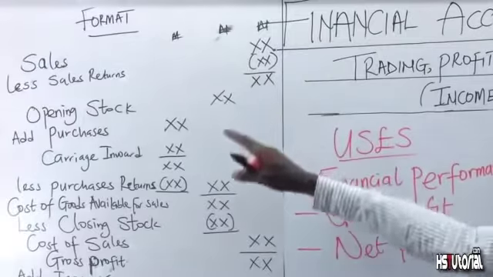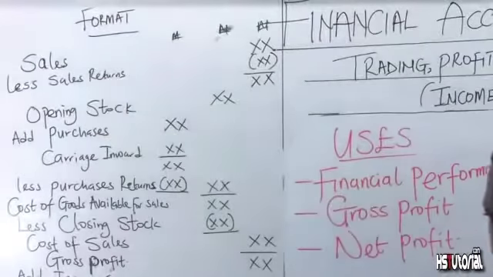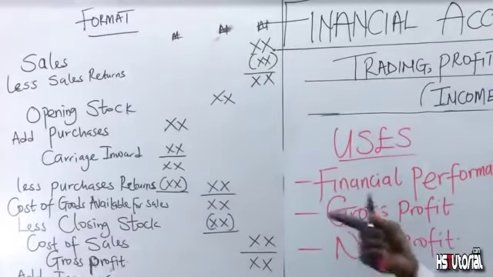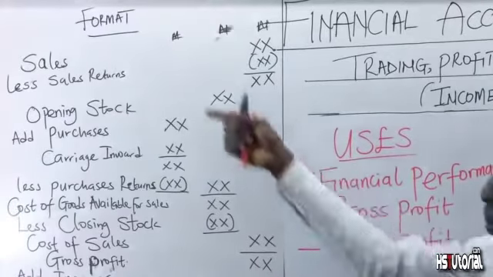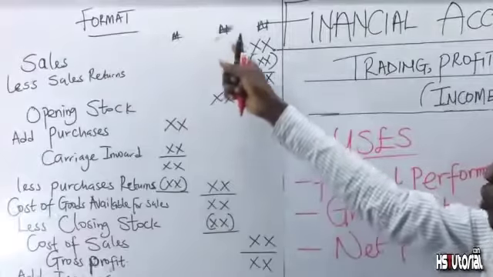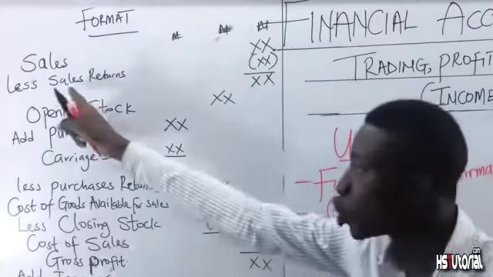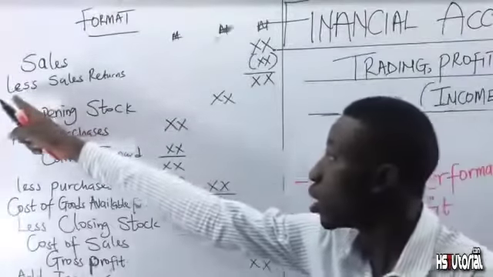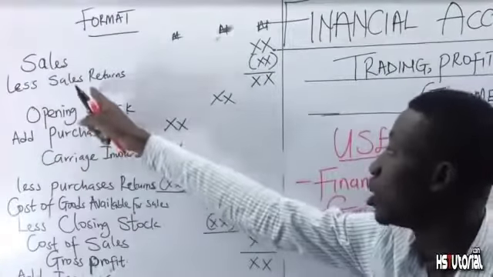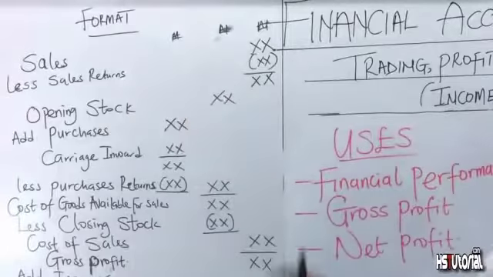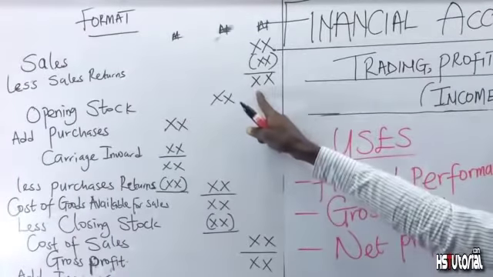The first thing you will have there is your sales. What does your sales mean? That's the sales you made with the goods you produced or with the goods you purchased. Then let's assume you have made sales, and some customers decided to return some of the things you have sold. If they return some of the things you have sold, we call it what? Sales returns. So you will have to deduct the sales returns from your sales. Then you will now have your net sales. That is the first one.